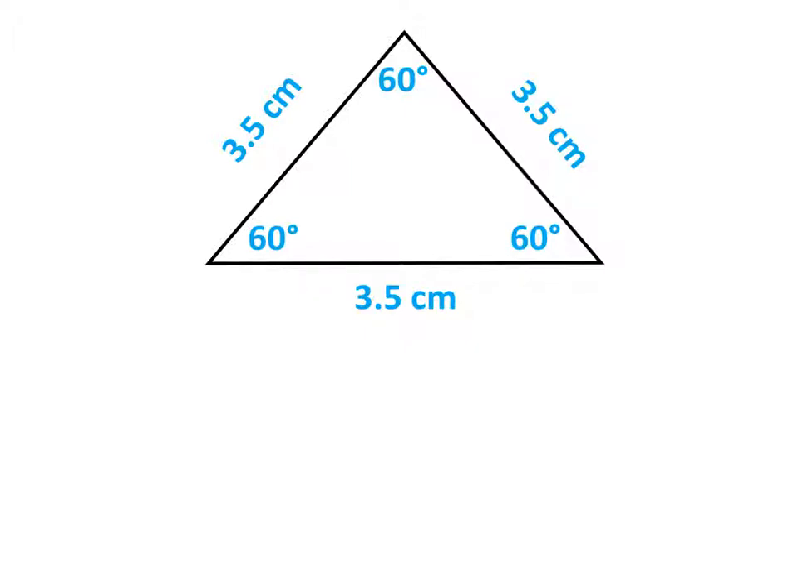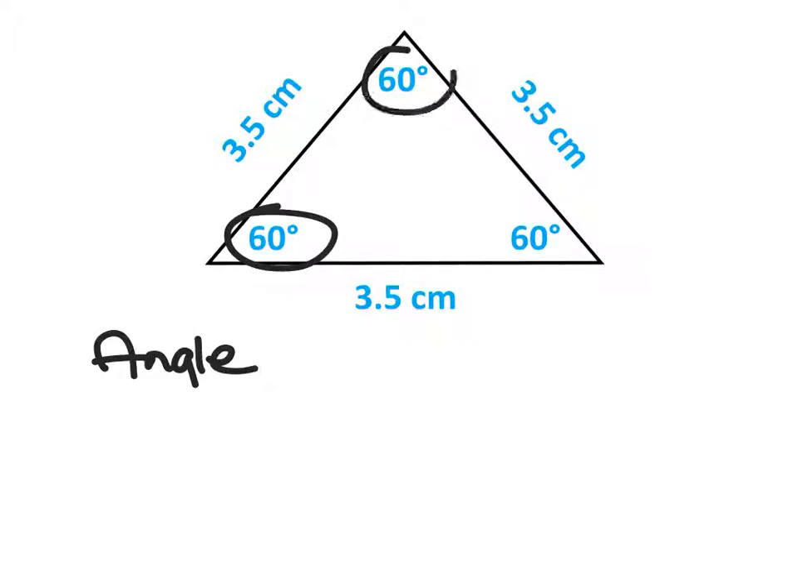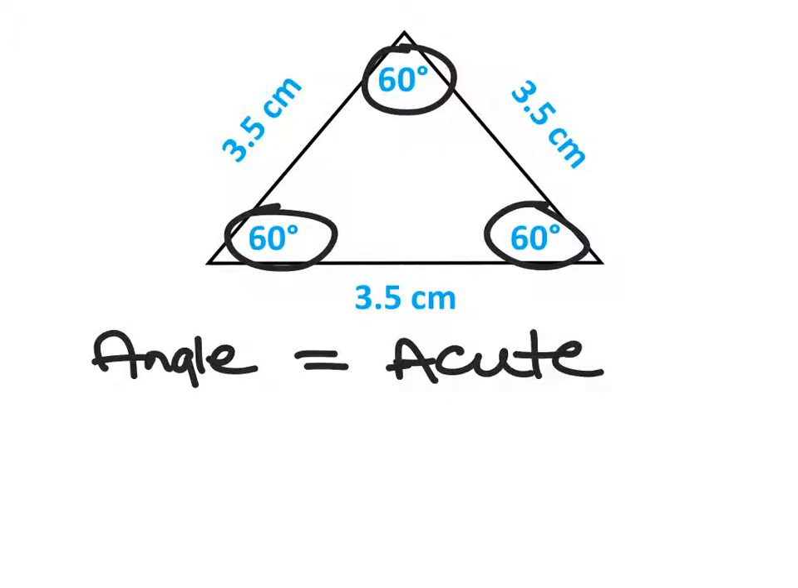Here's our last example. What should we do first? If you said name it by angle measures, that's a great start. So let's take a look at our angle measures. 60 degrees, 60 degrees, 60 degrees. We know that when we're naming or classifying a triangle by angle measures, we're looking for angles that are less than, greater than, or equal to 90 degrees. All three of these angles are less than 90 degrees. That makes this acute, less than 90.